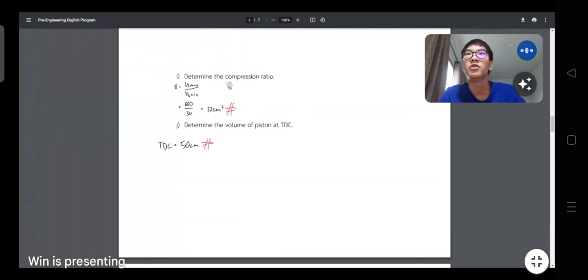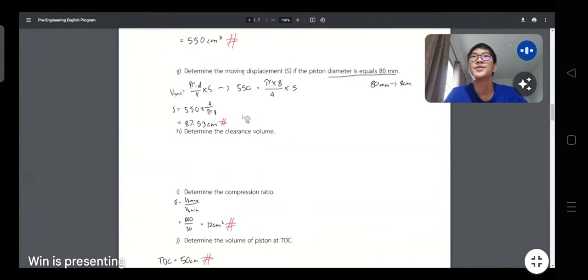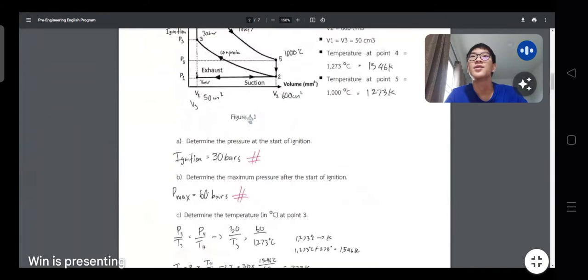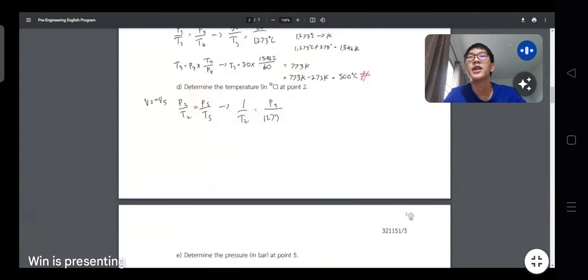Determine the compression ratio. The compression ratio is VB max over VB min. Since VB max is equal to V2 or 600 and VB min is equal to V1 or 50, divide that and we get 12 centimeters cubed squared. Determine the volume of piston at TDC. Now TDC is top dead center and has the least amount of volume, which is 50. So 50 will be the answer.